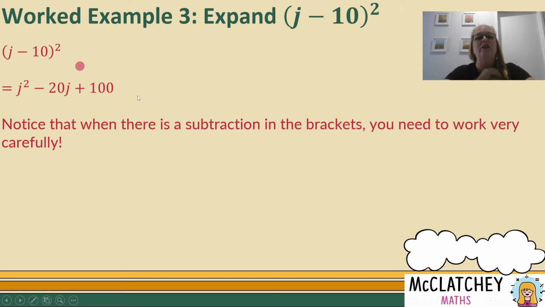Now the problem is a lot of people don't know their times tables, so they put minus 10 into the calculator and square it. You could have a go at doing that now. Chances are your calculator is going to do negative 100, and the reason for that is your calculator needs to be told to put the minus 10 into brackets. Otherwise, what it's going to do is 10 times 10 and then times negative 1.